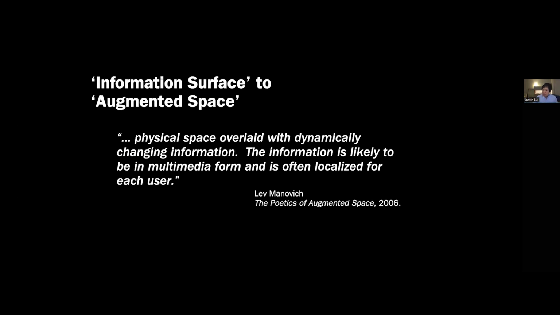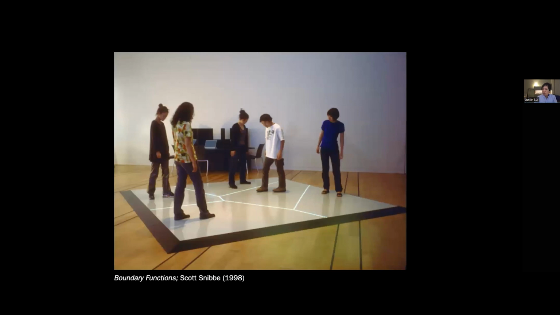There's a guy named Lev Manovich who's talked about how media art and media architecture can move from information surface into something he calls augmented space. So again, like that El Lissitzky space, moving from a surface of imagery and information to a space that does that. So physical space overlaid with dynamically changing information. The information is likely to be in multimedia form and is often localized for each user.